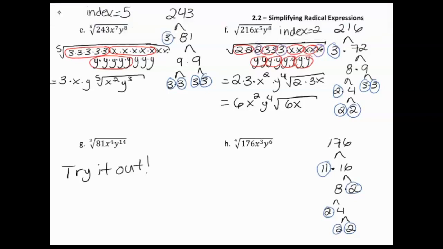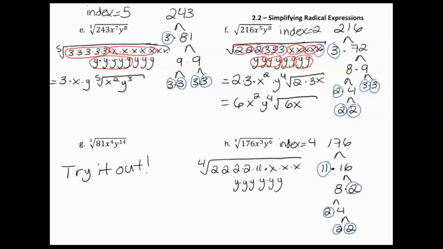Let's take a look at our index. What's our index here? Our index is going to be 4. So that means we have to make groups of 4. So we have the 4th root of 2 times 2 times 2 times 2 times 11. And then we have x cubed. So we're going to write 3 x's. 1, 2, 3. And y to the 6th, so 6 y's, 1, 2, 3, 4, 5, and 6.